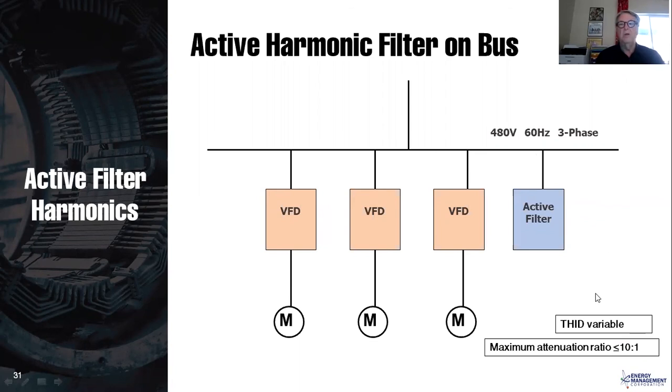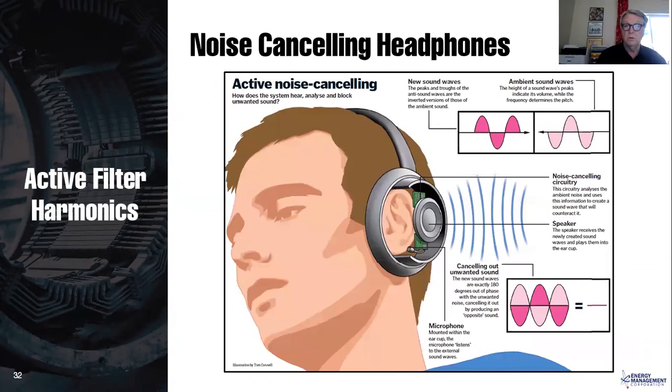Now, our total harmonic current distortion is variable because it's programmable, and it depends upon how much correction you're putting in there as an active filter. The maximum attenuation ratio, rule of thumb, is 10:1. So what that means is if you have 100% harmonics, you're probably not going to get down to better than 10% harmonics. That's a 10:1 ratio. But that's unusual. If you have 30% harmonics, say on your drives, you probably can get down to around 3% harmonic distortion.